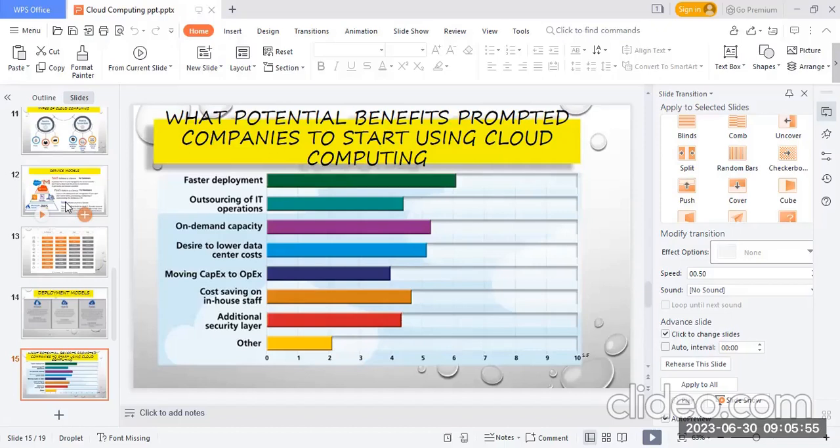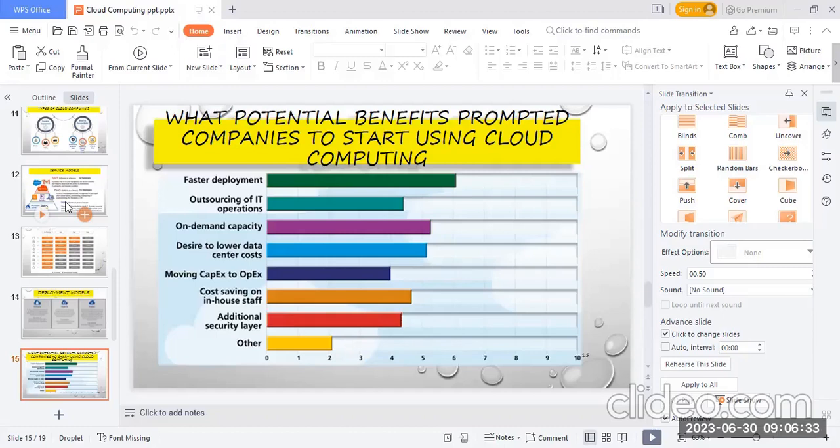Moving capital expenditure to operating expenditure. CapEx means capital expenditure. Before starting any company, we need to take care of the building. After that, the infrastructure, the furniture and all those things. Whichever first or initial amount we need to spend comes under this category of capital expenditure. Now it is possible by using cloud, because the cloud takes care of all these things. So there is no need to invest in capital expenditure, and we just need to take care of the operating expenditure: light bills, rents, salaries. That is the operating expenditure.